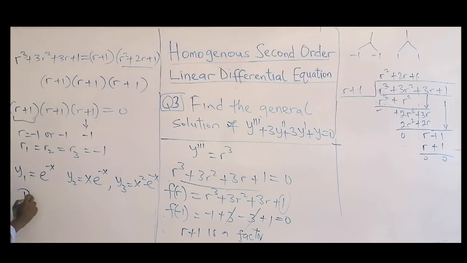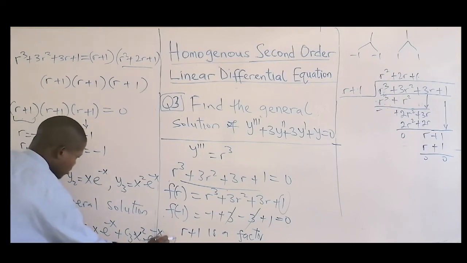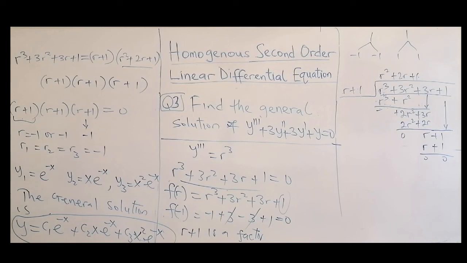Then we can get the general solution: y equals c1 y1 plus c2 y2 plus c3 y3. So that's the general solution for this question. The question is very interesting. Okay, so that's that on this question.